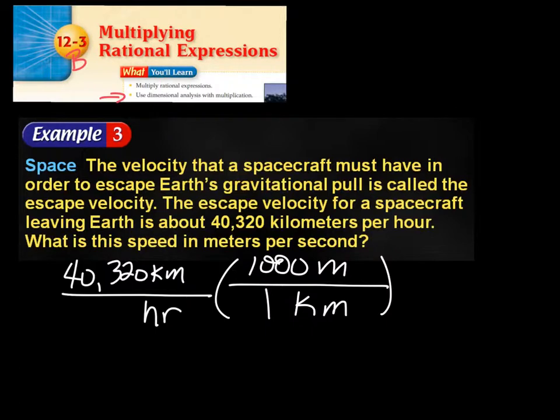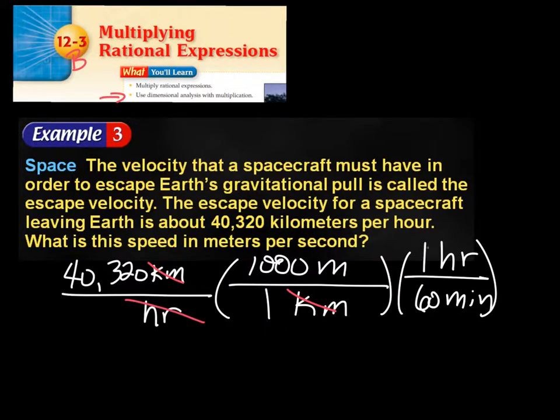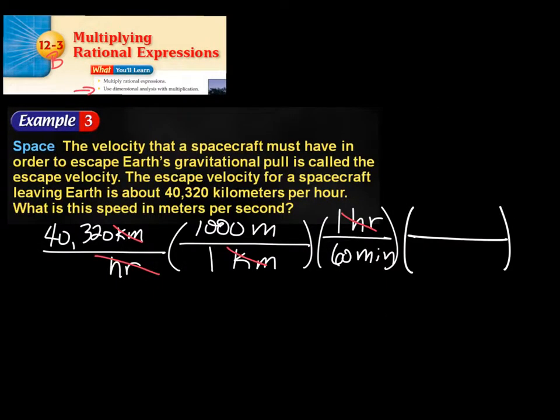So we're not changing the value of the number, just the way it looks. And then to change hours to seconds. So I'm happy about the kilometers. I'm in meters, that's good. There are 60 minutes in 1 hour, and this time I'm putting the minutes in the denominator because I want hours to cancel out. And of course there are 60 seconds in 1 minute. So what we have left are the units we want, meters per second.